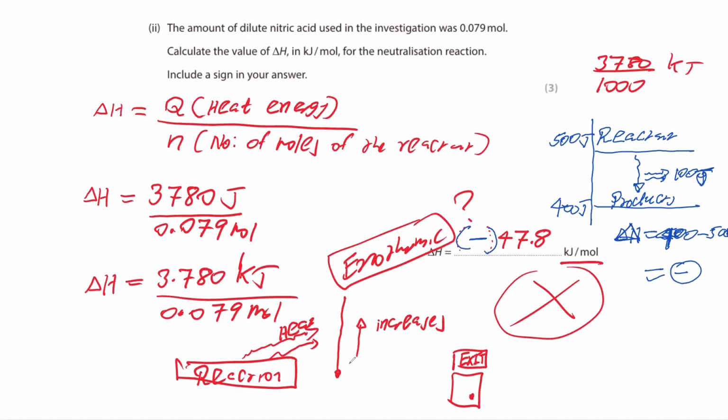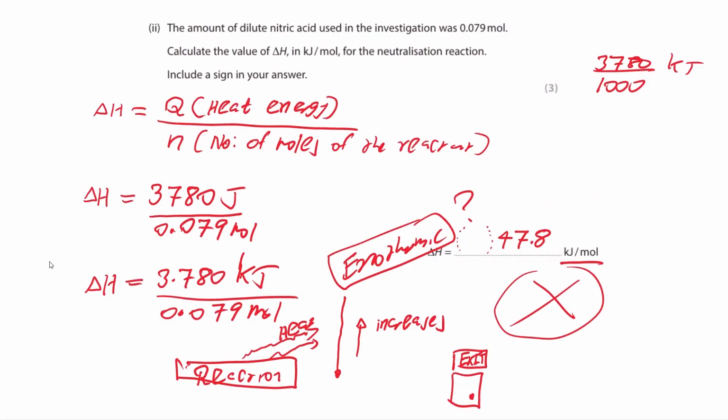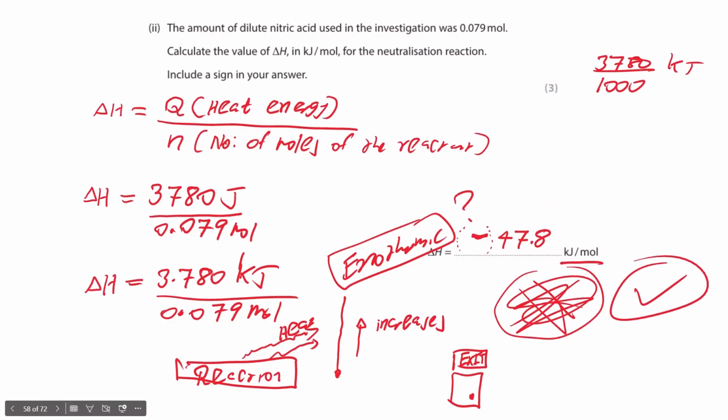Remember, it's minus 47.8. The simple idea here: if it is exothermic, you have to say it is minus. If it is endothermic, you have to put the enthalpy change as plus. So since this is an exothermic reaction, our answer is minus 47.8 kilojoules per mole. Then only we get full marks for this question. That's how we get the answer. Right.